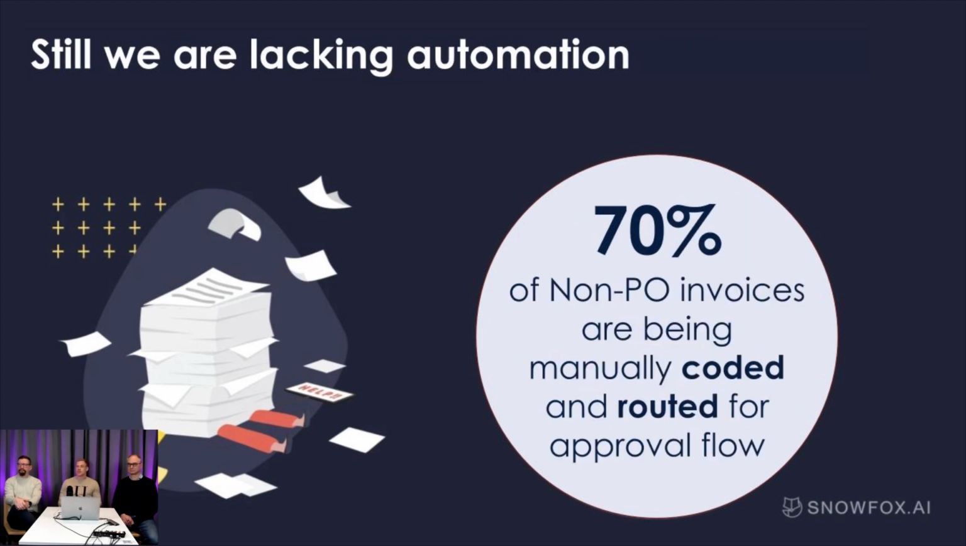But we are still lacking invoice automation in the big picture. The industry average, again, is that 70% of the non-purchase order invoices are being manually coded and routed for approval flow. Of course, we've seen companies with higher invoice automation, but we have also seen companies with way less automation than 30%. But let's say 70%, 80% of non-PO invoices are manually coded and routed for approval flow. So it's a lot of manual work to be done.